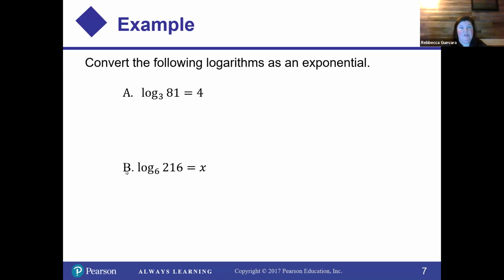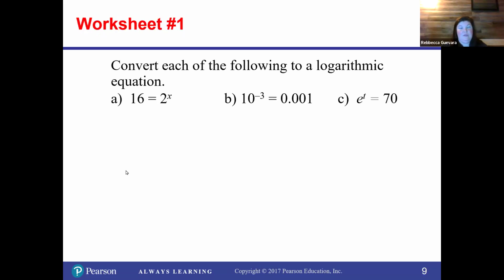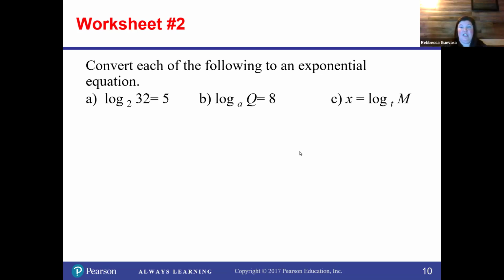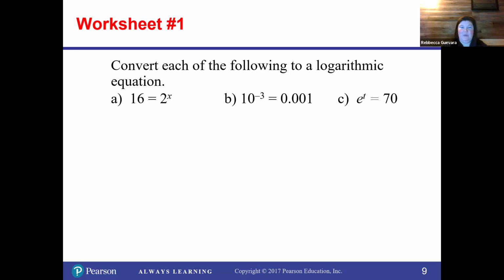All right. So worksheets 1 and 2 are the same thing, just with a couple of varieties of these. Convert these into logarithmic equations, and then convert these into exponential equations. So take a minute, work on that, and then come back and we'll finish it up. All right, so hopefully you had a chance to work on this.